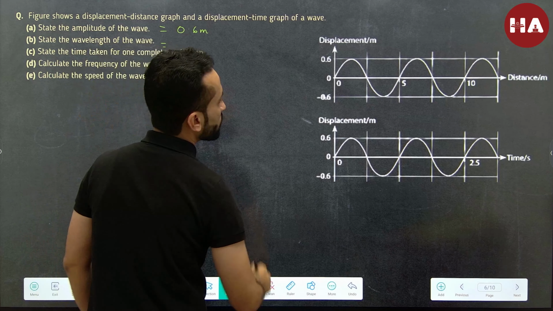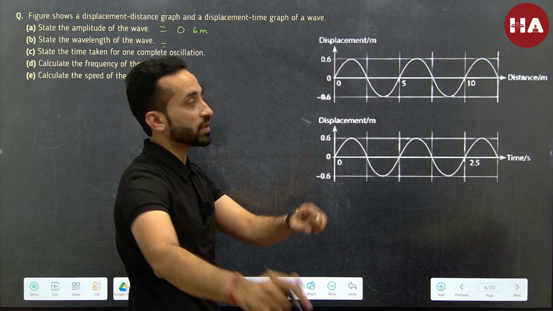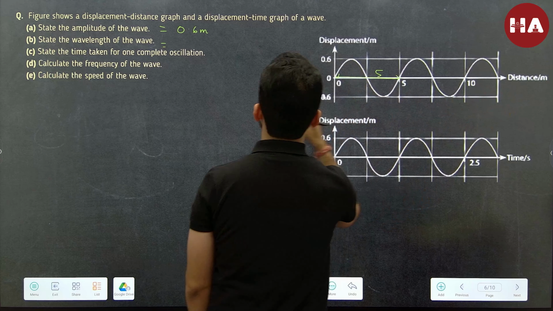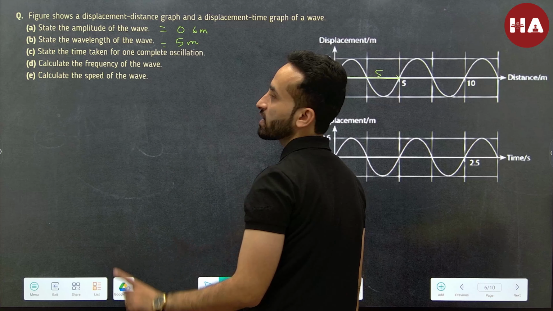State the wavelength of the wave. Will this give us the wavelength or this? This one is not going to give us the wavelength. So what is one wavelength? This is 5 meter. State the time taken for one complete oscillation.